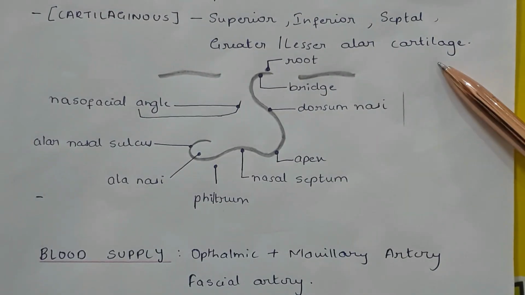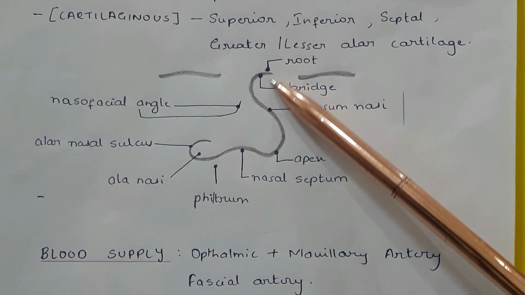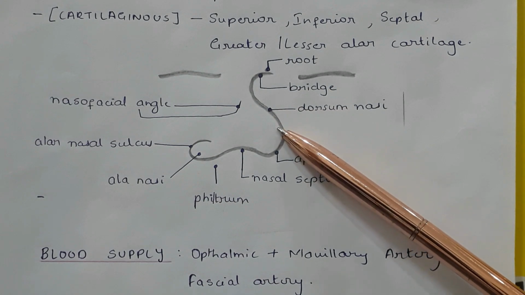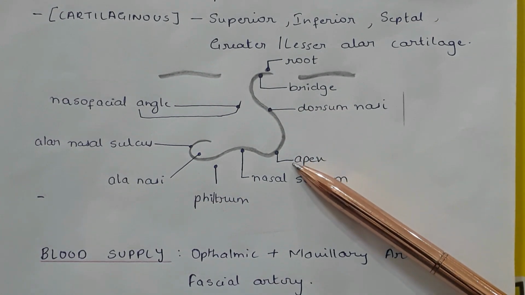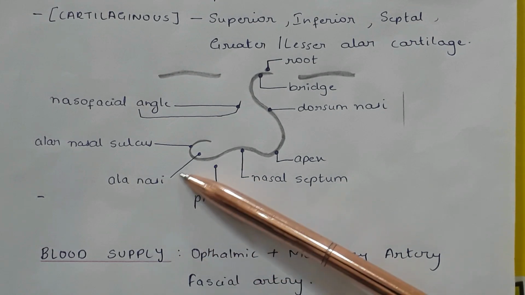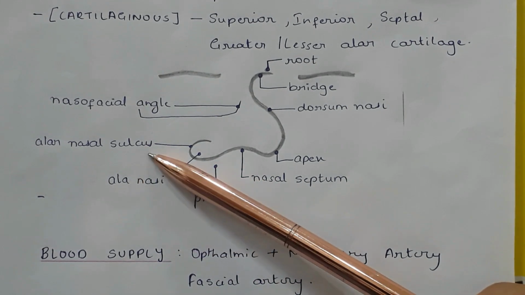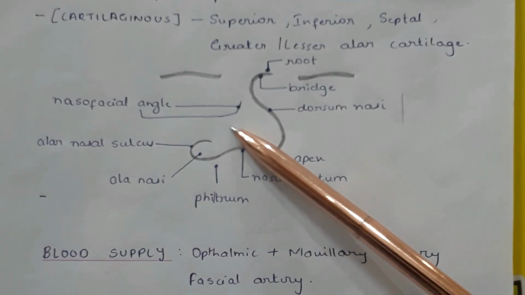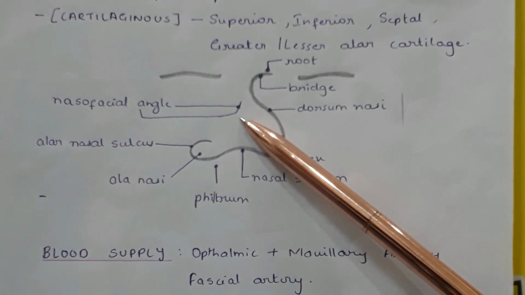Let's see this diagram. So this is the root, the bridge, the dorsum nasi, the apex, the nasal septum, philtrum, ala nasi, alar nasal sulcus, and the nasofacial angle.